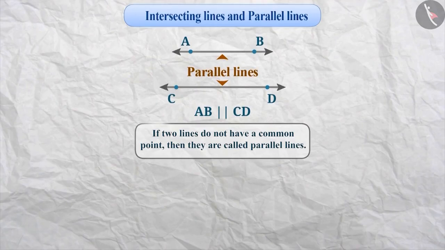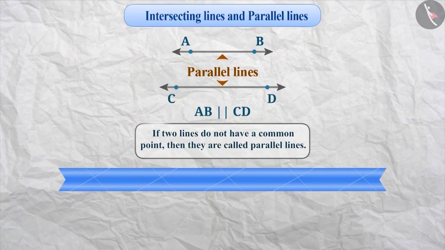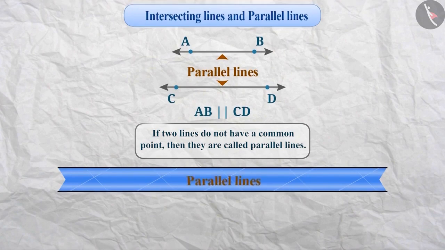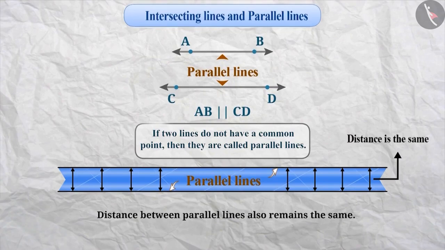There is another special point in the context of parallel lines. Let's understand this with the help of this ribbon. Can we say that both edges of the ribbons are parallel lines? Think for a while. Absolutely right. Since the width of the ribbon is the same, the two edges of the ribbon will never intersect, and so we can call them parallel lines. With this, we now know that the distance between both the edges will always be the same. Similarly, the distance between parallel lines also remains the same.